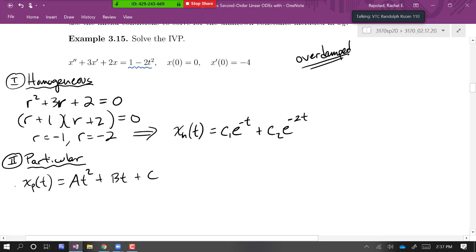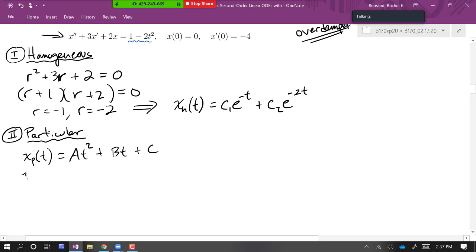To find what a, b, and c are, I know that when I plug the function in, along with its first and second derivatives, it has to satisfy this given equation. So I'm just going to find x prime and x double prime. Even though I don't know what a, b, and c are, I know they're constants, so we can certainly take the derivative. What's xp prime? 2at, plus b. Yes, thank you.